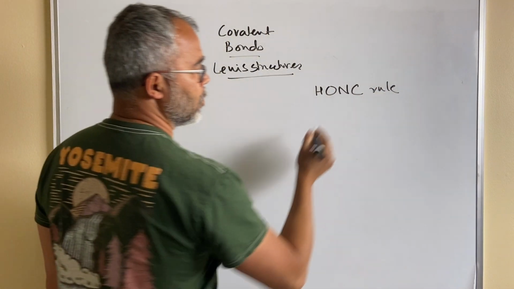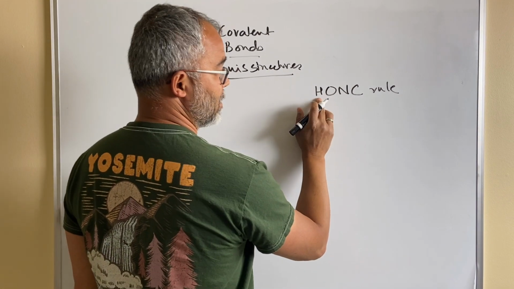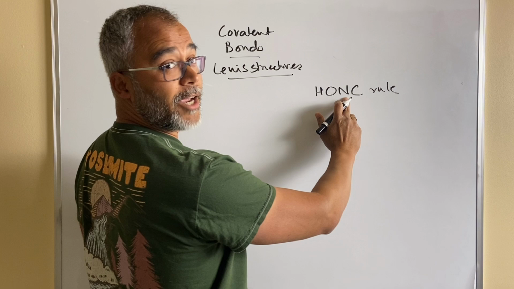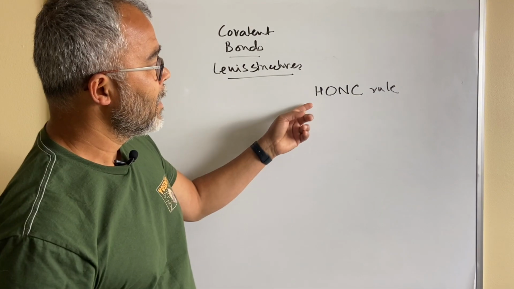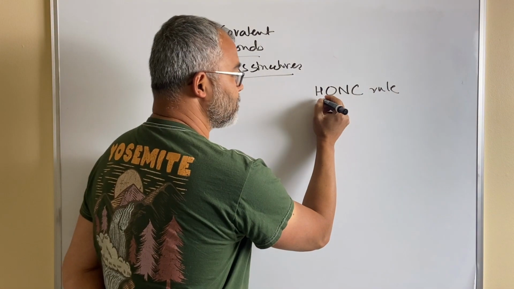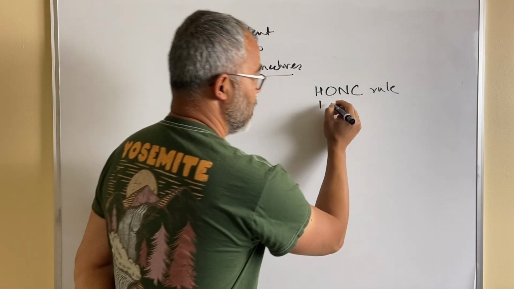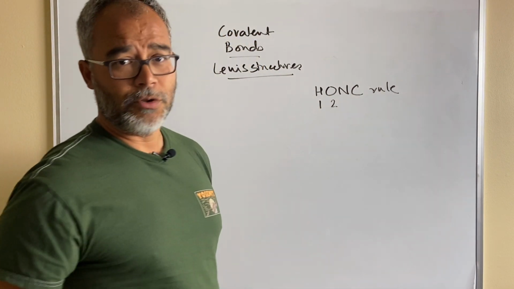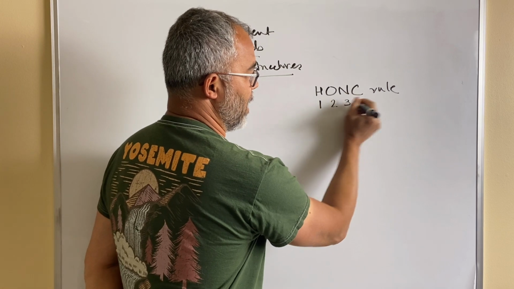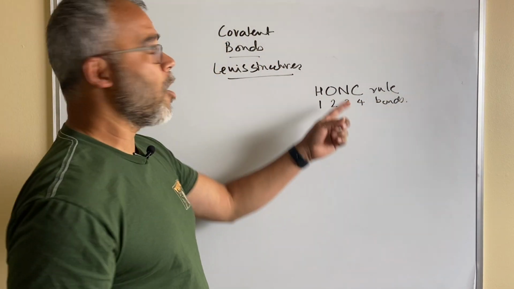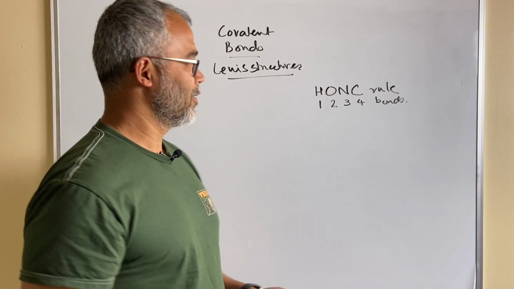The honk rule: the H stands for hydrogen, O for oxygen, N for nitrogen, and C for carbon. And the H here, if it's hydrogen, hydrogen forms 1 bond. Oxygen tends to form 2 bonds, nitrogen 3, and carbon 4. So really, this is the honk 1, 2, 3, 4 rule, okay?